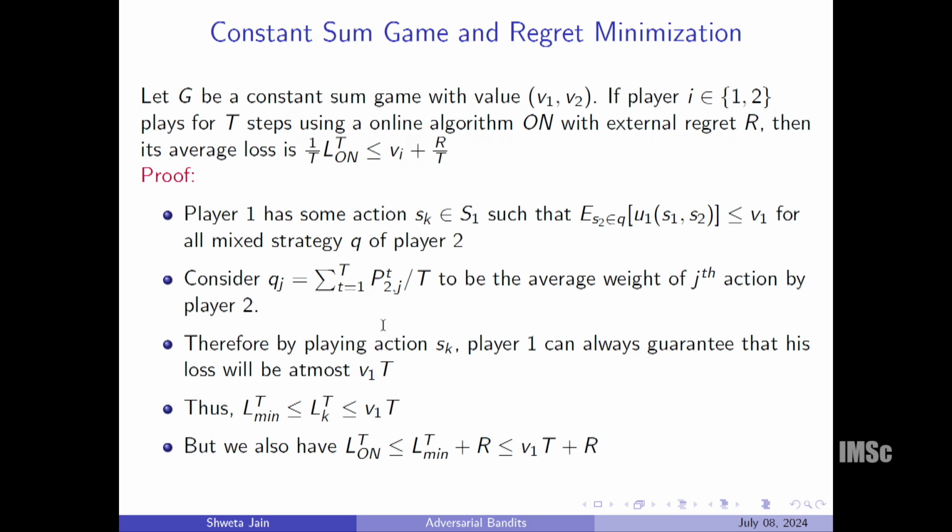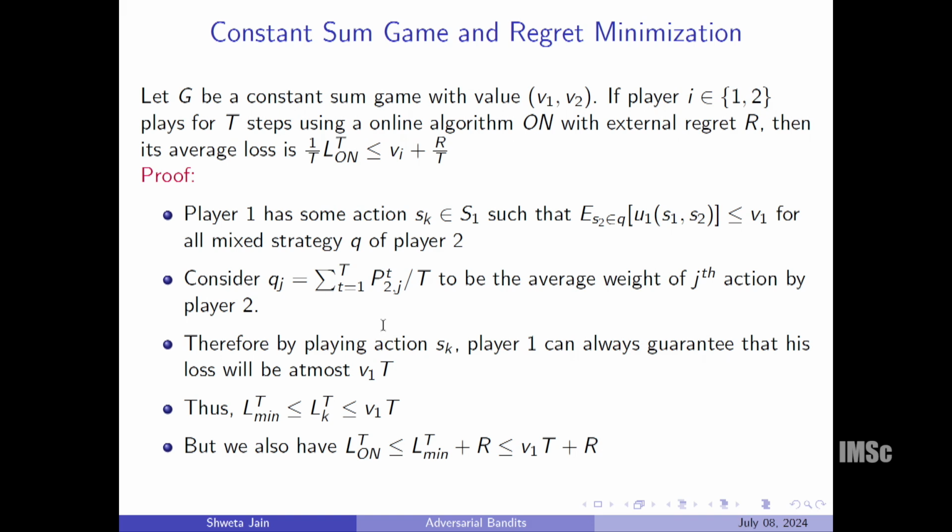Now, because of this maximum theorem or the value, you know that for each and every probability distribution of the other player, there exists a strategy of the first player such that the loss will be less than or equal to V1. This should be loss, not the utility, sorry, my mistake. So, the loss will be less than or equal to V1.